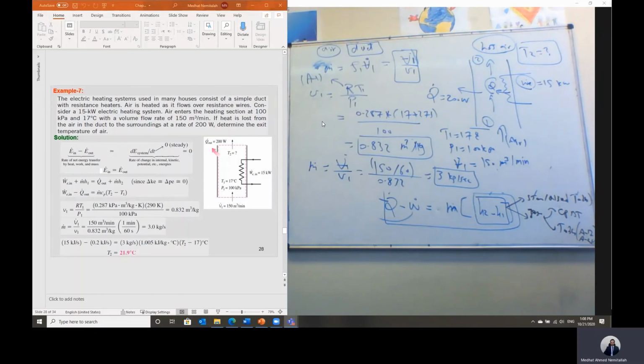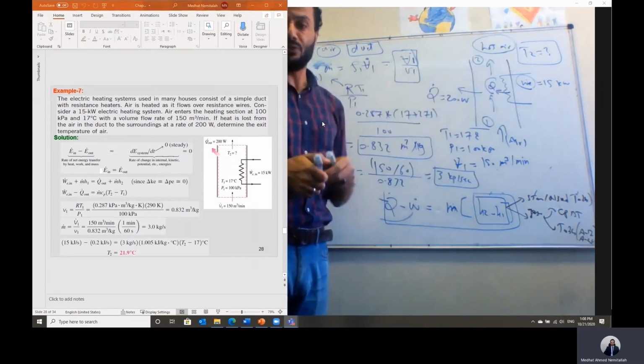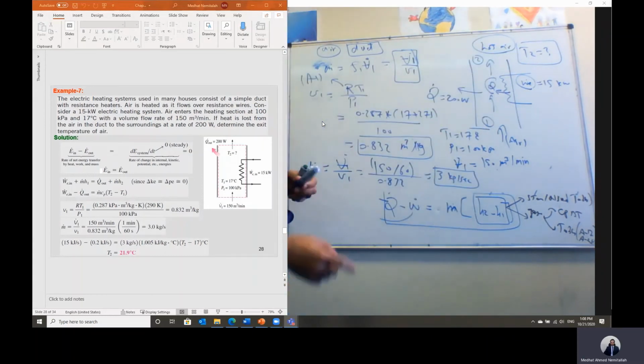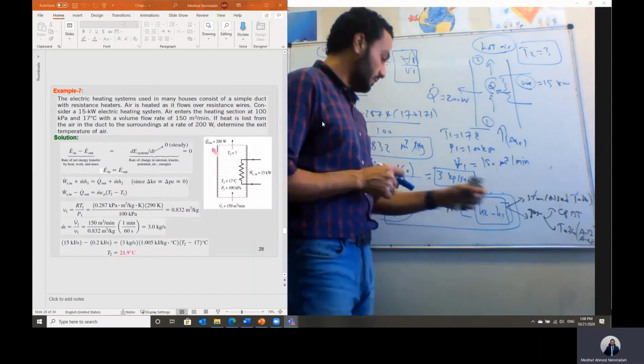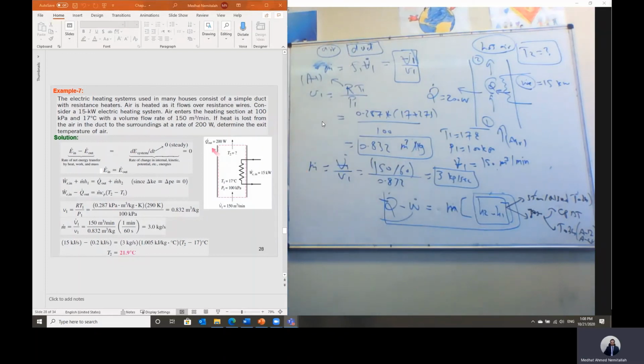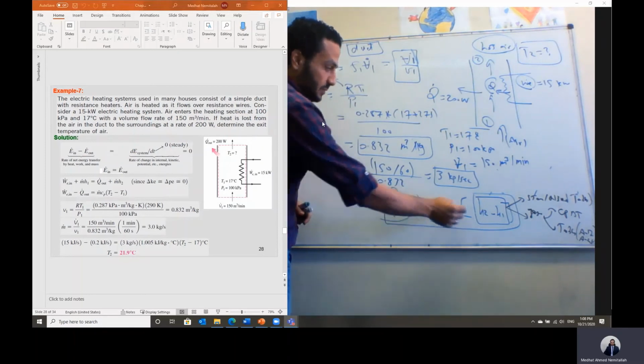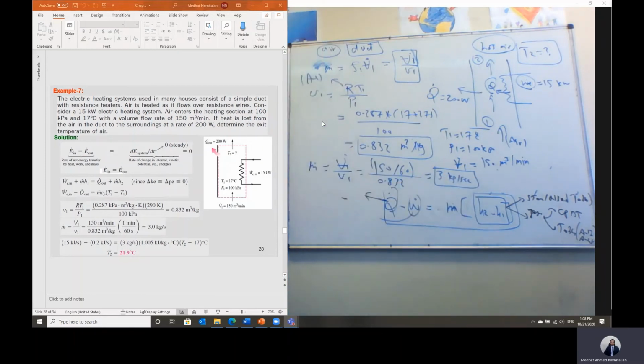Okay. Now to calculate the temperature. Temperature is related to the energy equation in this case. This is the energy equation, Q dot minus W dot equal to m dot multiplied by delta h. This heat transfer Q dot, this heat is lost, so it should have a negative sign, and it is equal to 200 watt. We said all of the terms in the equation should be in kilowatt, so 200 watt is 0.2 kilowatt with a negative sign.